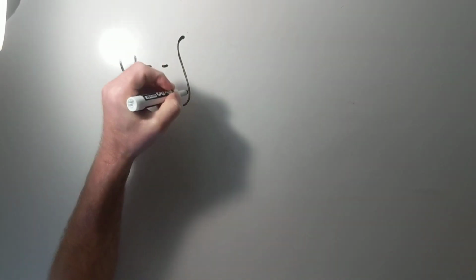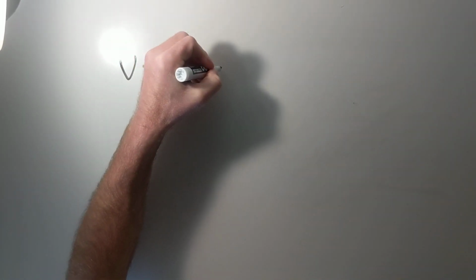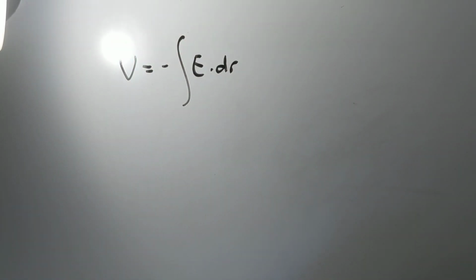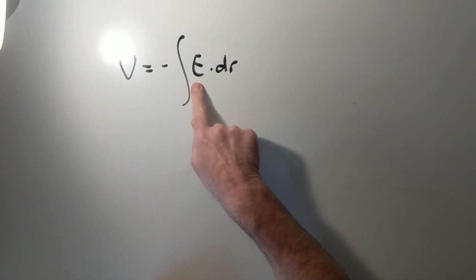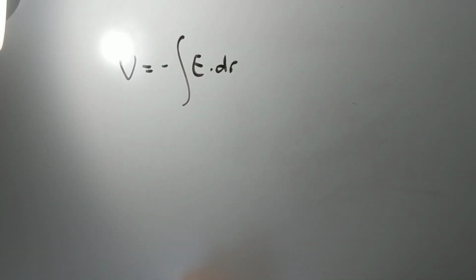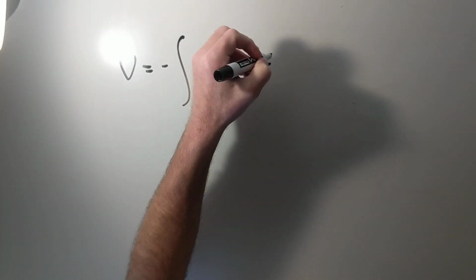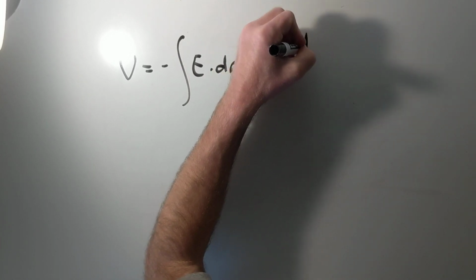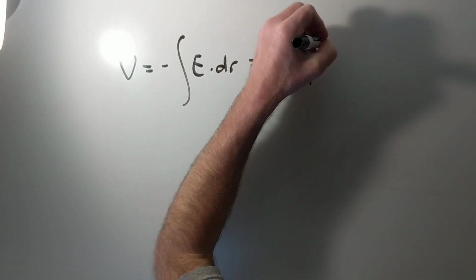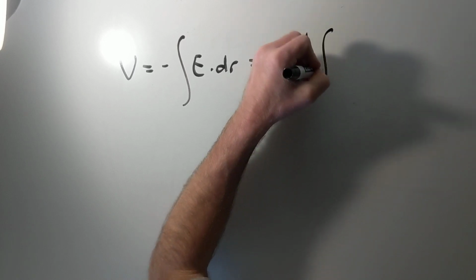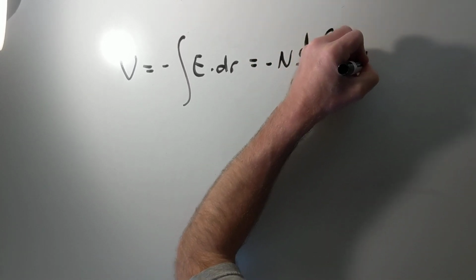We knew that voltage was negative the integral of E dot dr. The electric field over some distance there, that is the voltage. But by Faraday's law, the voltage is also negative N times the derivative of the magnetic flux.